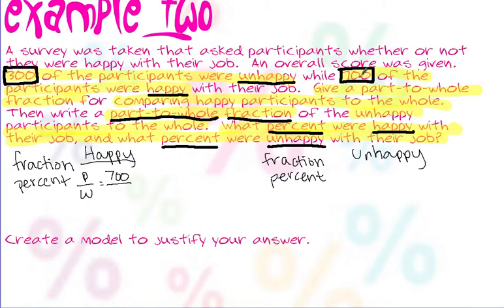Well, since 700 were happy and 300 were unhappy, there's only 2 categories. It doesn't give us anything else here saying no answers or neutral. It just says that there are 700 and 300. So what I can do then is add my 700 and 300 off to the side and find out that there were 1,000 participants. So 700 out of 1,000 were happy with their jobs.